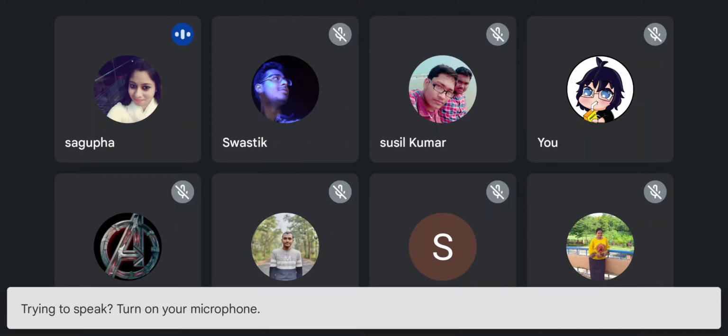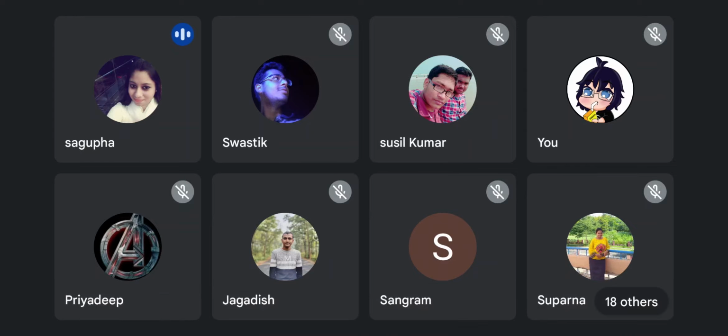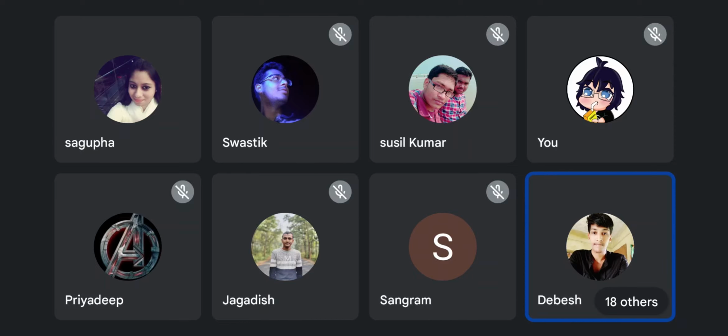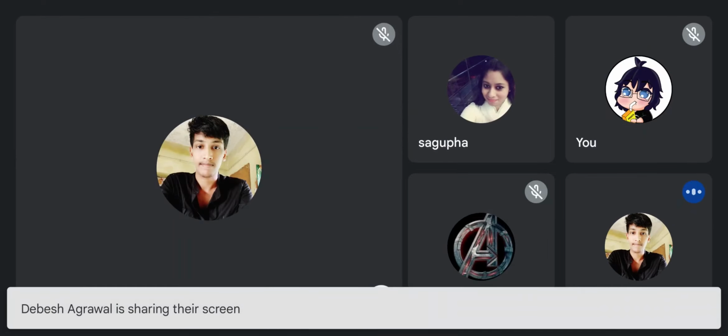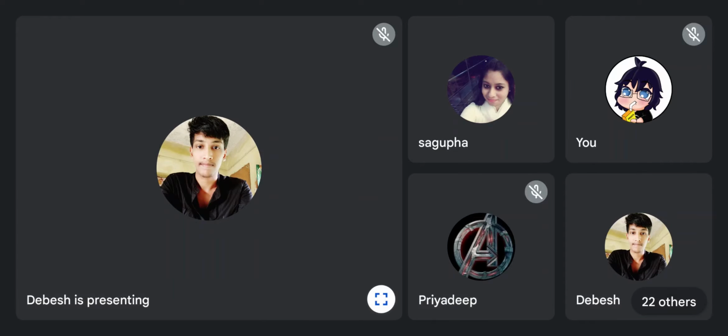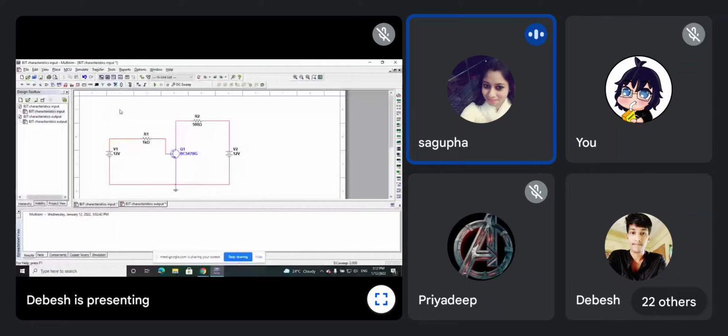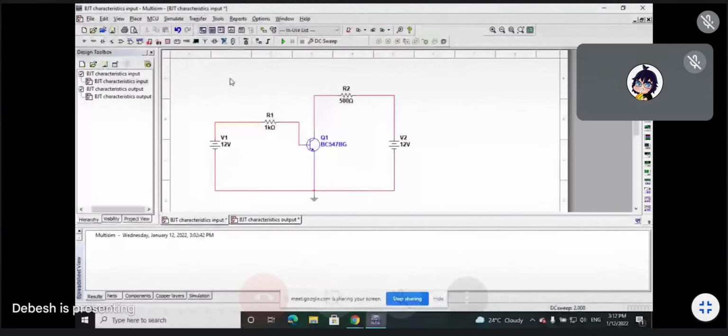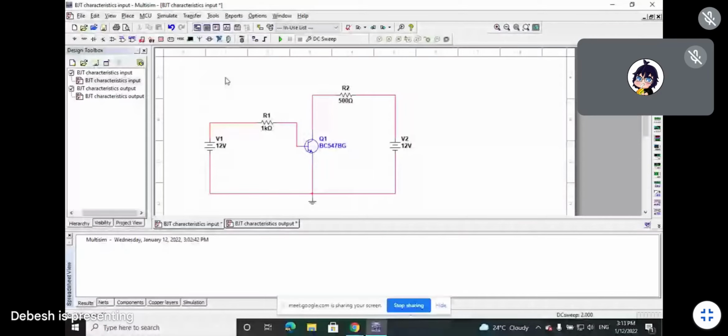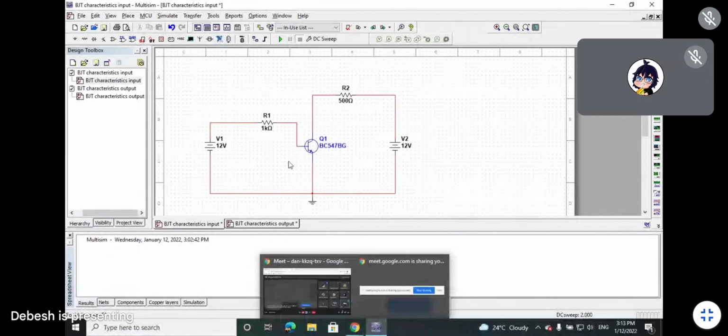Is anyone from the B2 group done with the input characteristics? Yes, ma'am. Debesh, you have completed? Show it. Why have you taken the same values that I have taken? No, I don't want to see this. Change the values and do your own circuit. Change the input voltage, output voltage, resistance value and do it on your own.